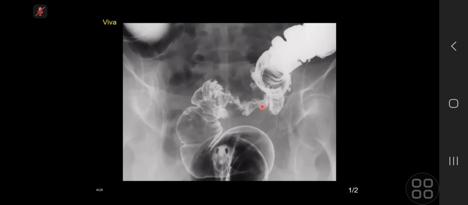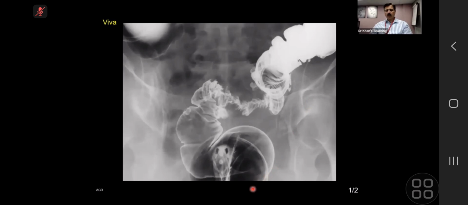So, then what is this? What is this? These are circulations of polyps kind of coming out of the lumen, outside the lumen. So what will it be?